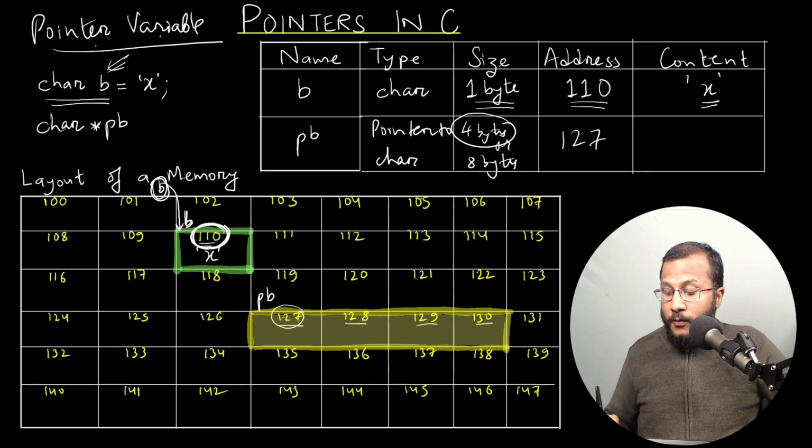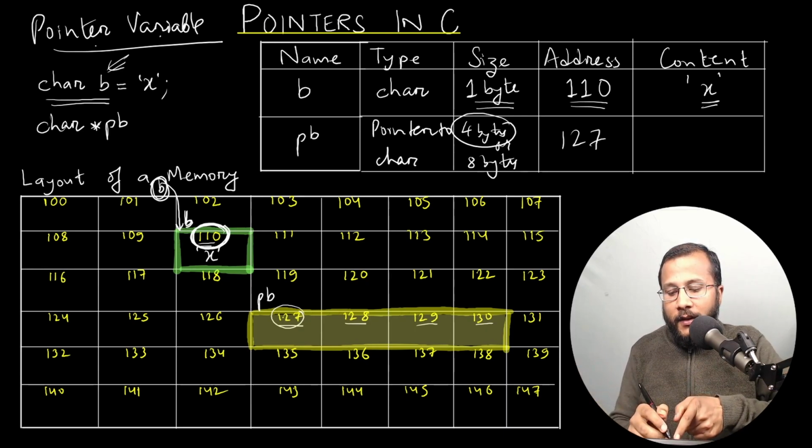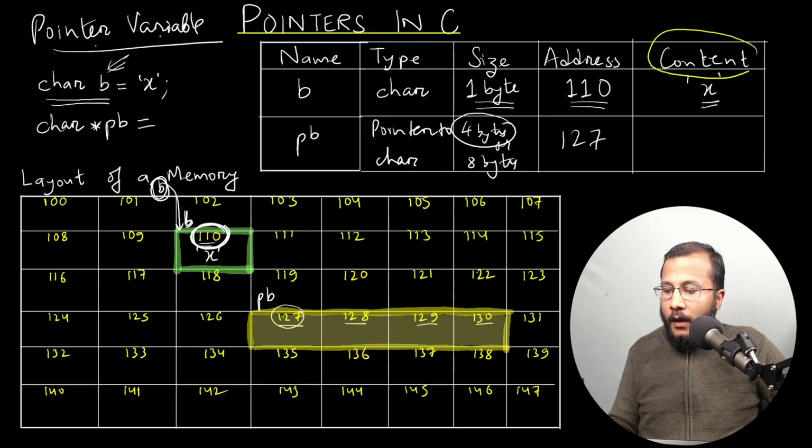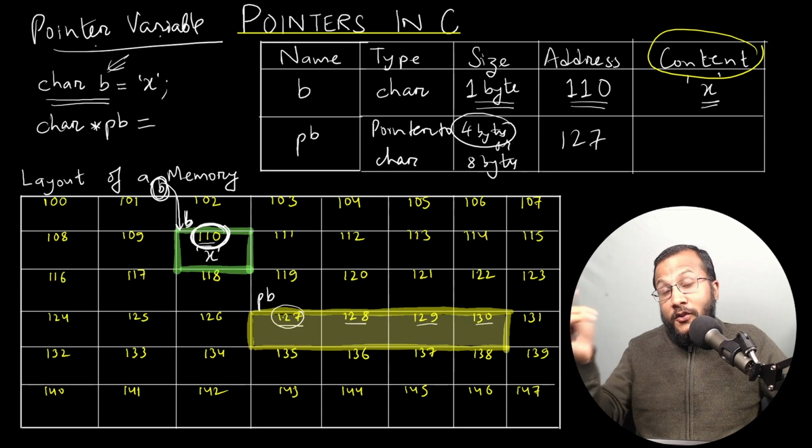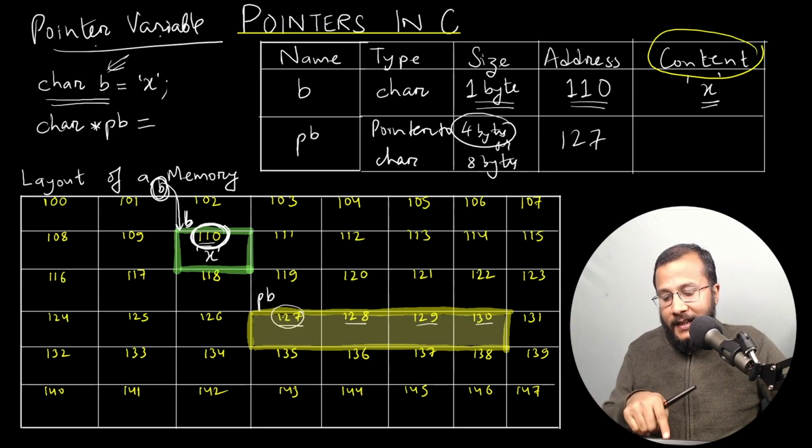What is stored in this pointer variable? As of now, nothing is stored, right? I have not assigned any value to this pointer variable. Now the content of this pointer variable is very important. The content of the pointer variable is the address of some other variable, because it is a pointer variable, right? It will store the address of some other variable. In this case, pb will store the address of b.